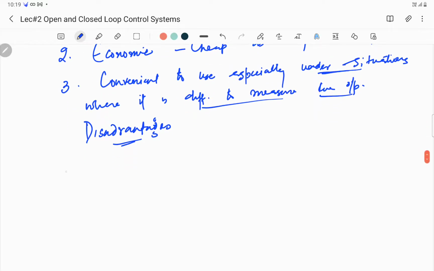The first thing is that it cannot handle disturbances. A disturbance, for example, would mean a voltage fluctuation. If there is a voltage fluctuation in case of an open loop system, the system doesn't respond to that disturbance, so it cannot handle disturbances. When it cannot handle disturbances, that means it is not reliable. These open loop systems are not reliable.